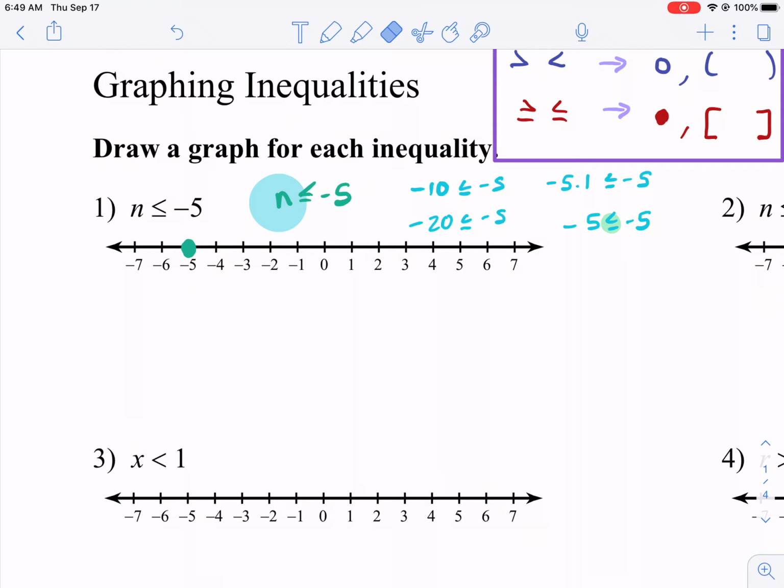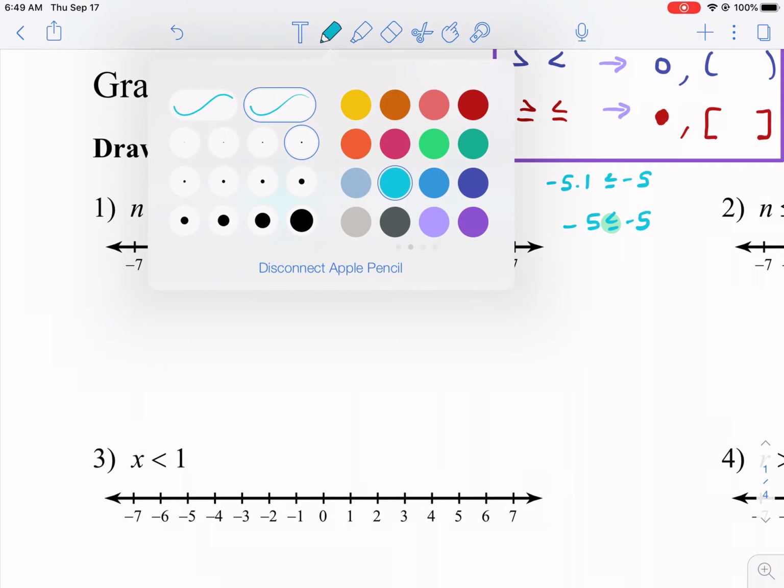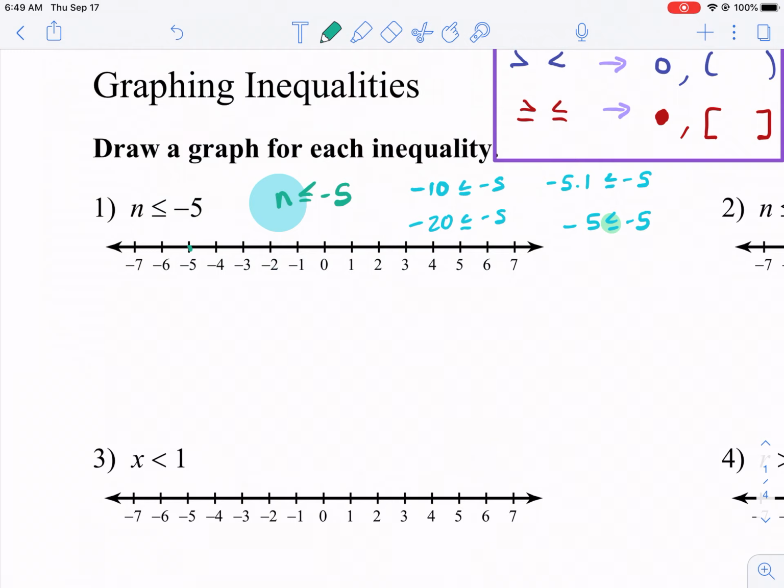So how do we represent that? Graphically is the best way. You've probably seen in the past that you put a closed dot for this symbol. When you see this symbol, it's a closed dot, meaning it can include -5, and that's true. And then we go to all the values that are less than, because the variable here is less than or equal to -5. Less than means we are graphing to the left, where the numbers get smaller.